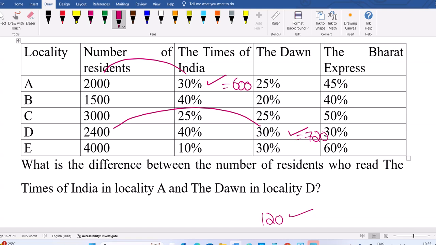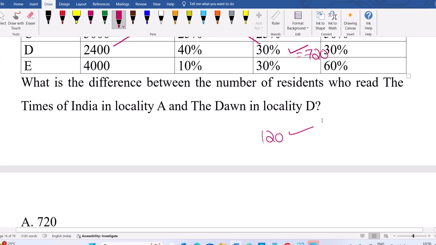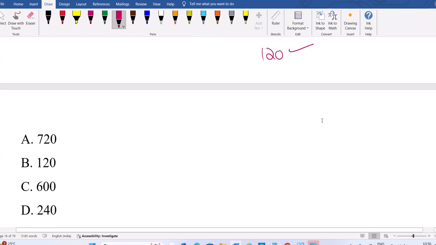Now I'll show the options. One of the options, 600, will be available. One of the options, 720, available. One of the options, 120, available. They'll give options related to the question only. 720 we know is nothing but the Dawn in locality D. 600 is Times of India in locality A. But they're asking the difference between them. So why are they giving options like this?